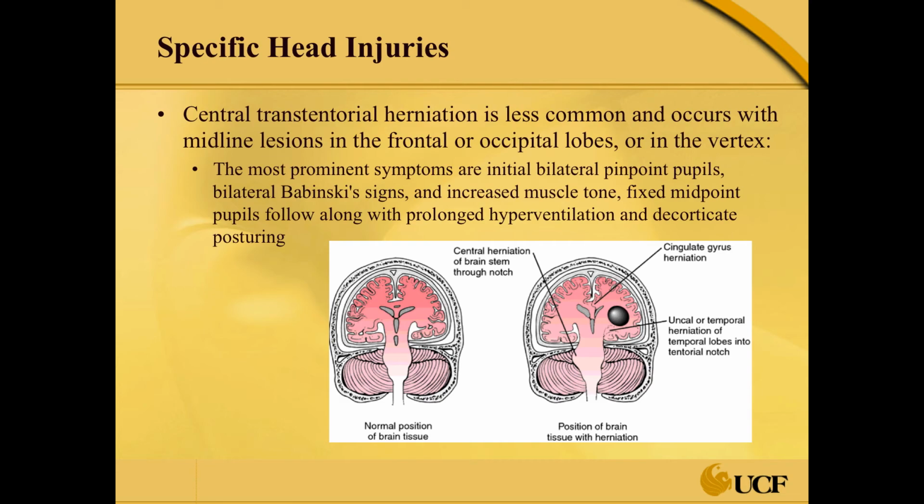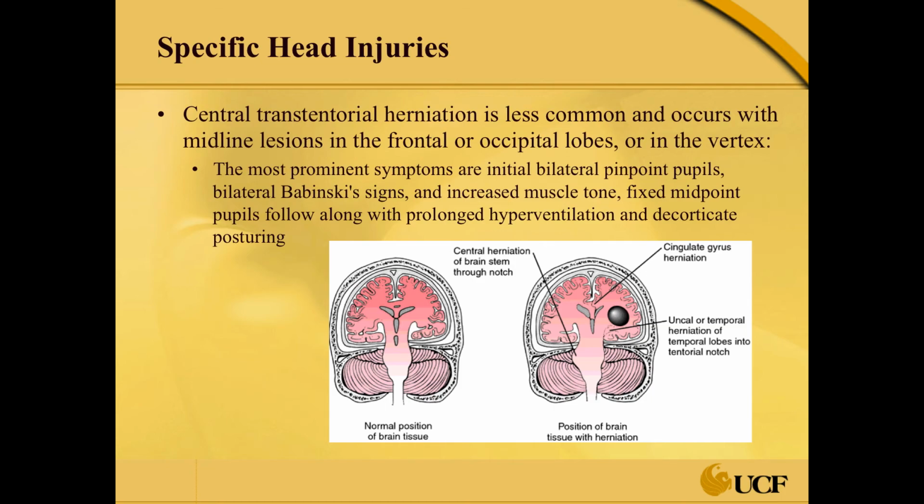Remember that Babinski sign is where you take the tongue depressor, I should say, and you stroke the foot from the heel to the toes. And normally you should see an inward movement of the toes, a flexion of the toes, and instead with a positive Babinski you get fanning of the toes where they spread apart.